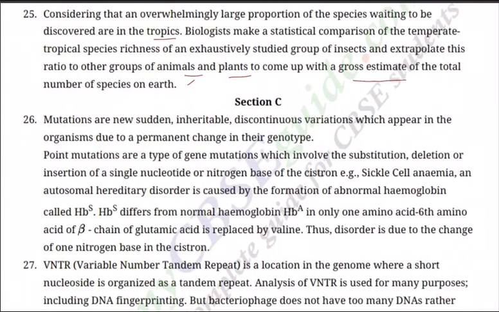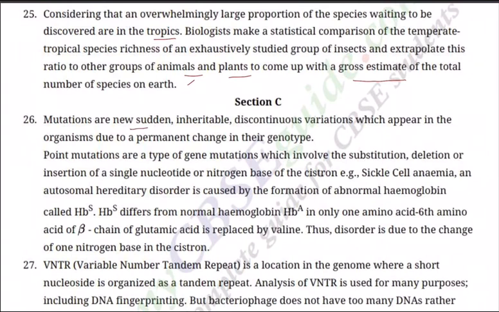Now we move on to section C, that is 3-mark questions. And as you know, there will be 5 3-mark questions. 5 into 3, 15. So here we go with at least one question today in this session so that we can cover others in the next session.